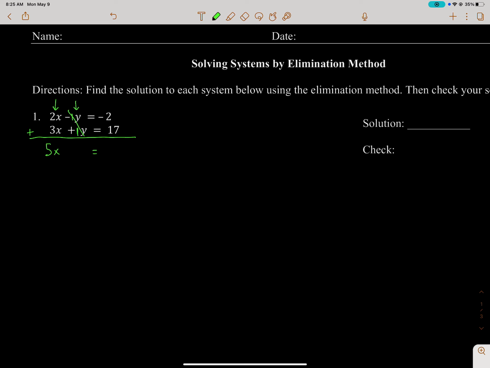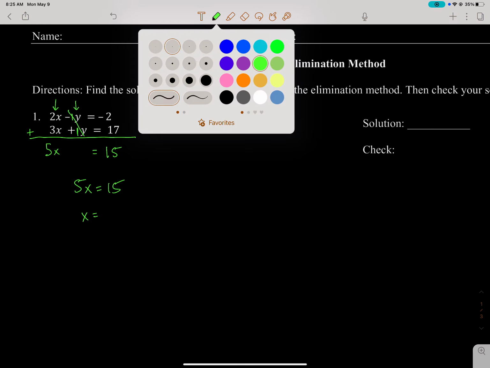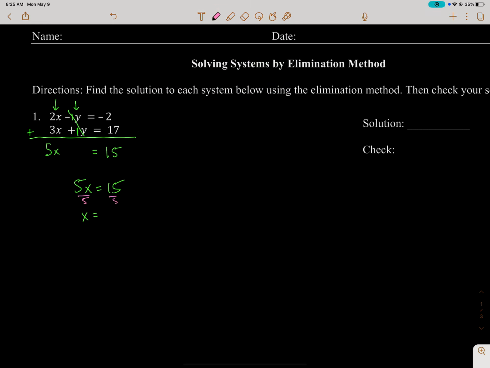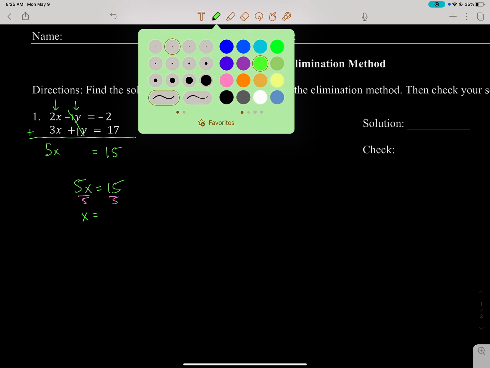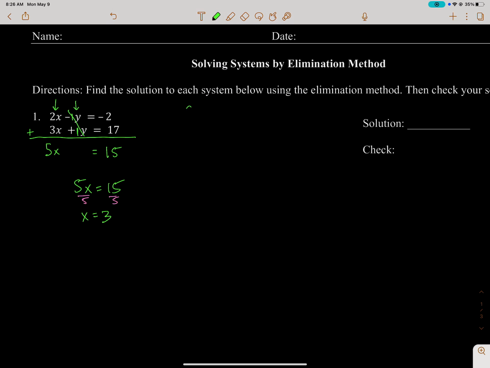And then on the other side, I add negative 2 plus 17. So that's like 17 minus 2. That's going to be 15. So my new equation is 5x equals 15. So x will be equal to, if I divide both sides by 5, I get x equals 3. So that's the x coordinate of our solution. I'll write it over here.